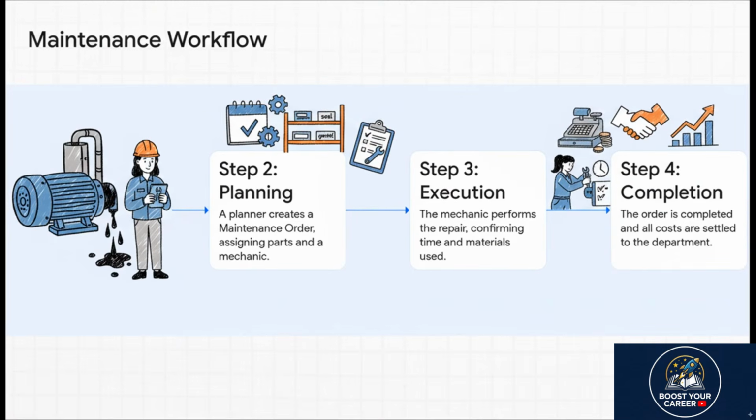It all starts when an operator on the floor sees that pump P101 is leaking oil. He grabs his tablet and creates a notification. A planner sees that alert, turns it into a detailed maintenance order, assigns a mechanic, and reserves the parts she'll need. The mechanic does the repair, confirms her time and the materials she used right in the system. And finally, the order is closed out and all the costs are automatically settled to the right department. Every single step is documented, creating this perfect auditable trail from problem to solution.